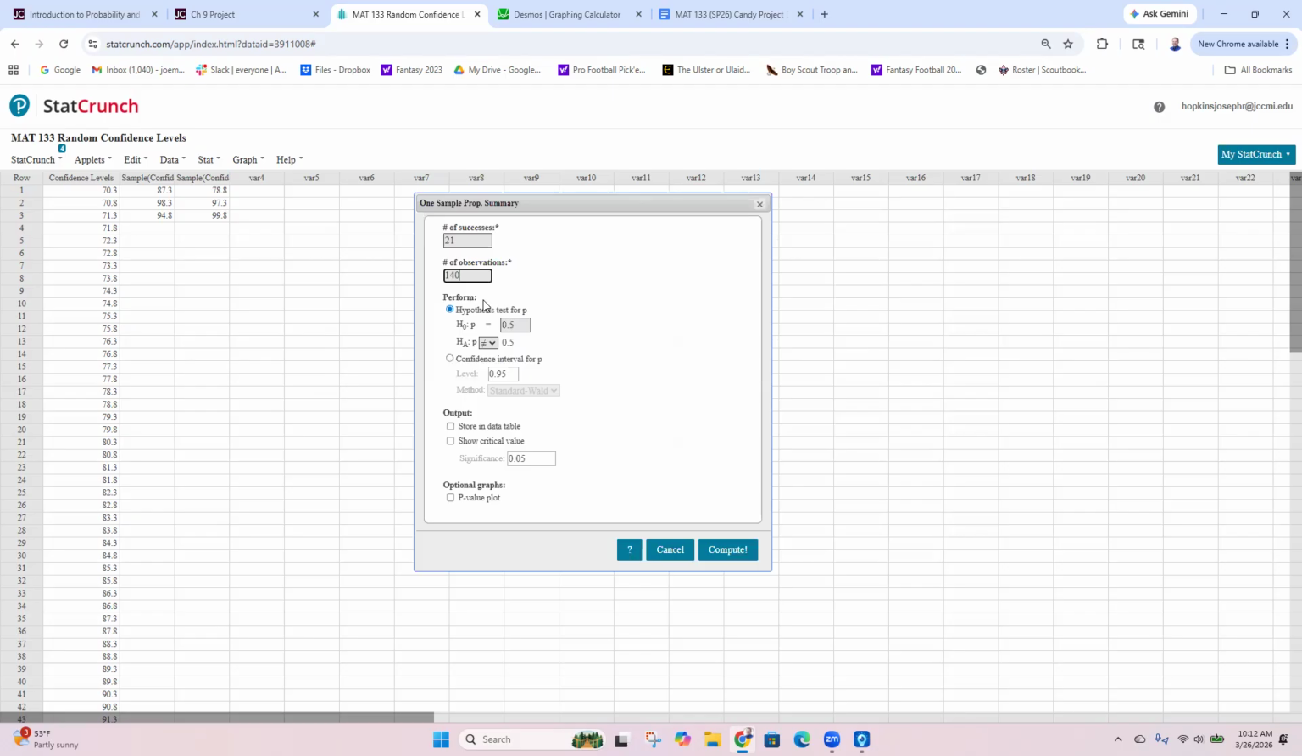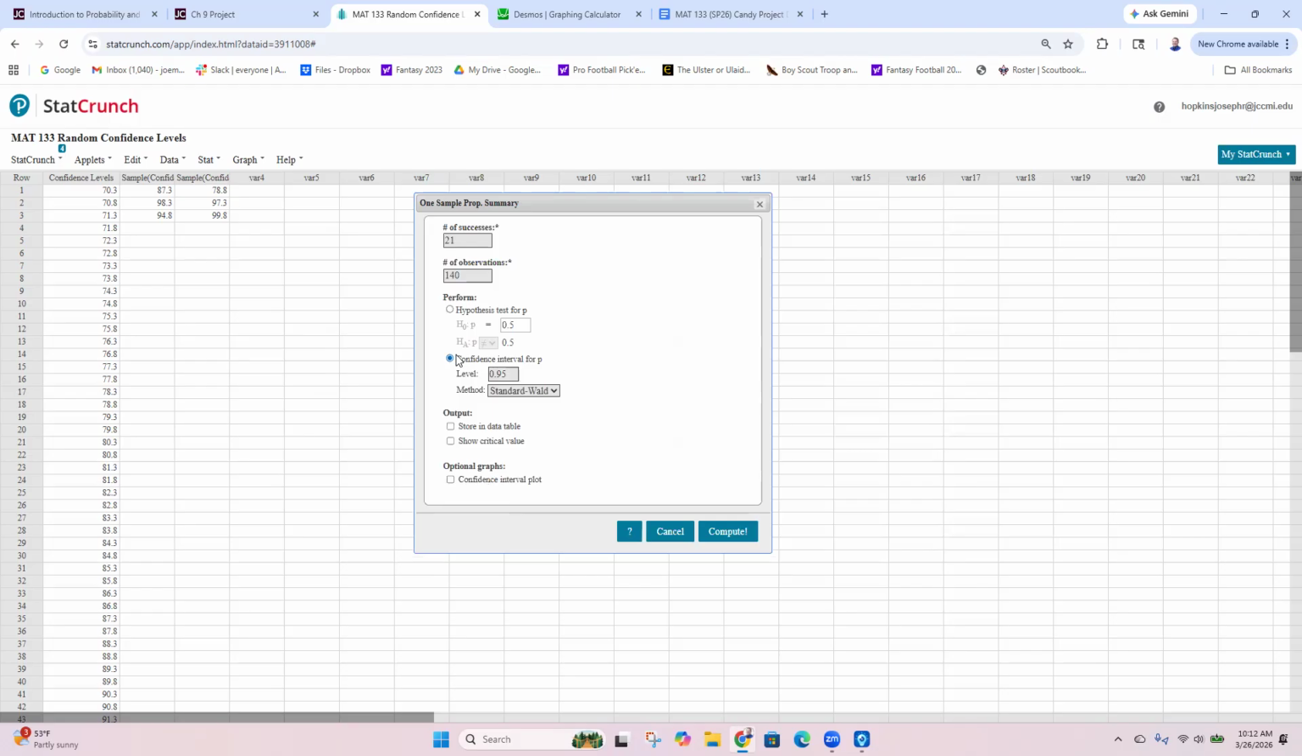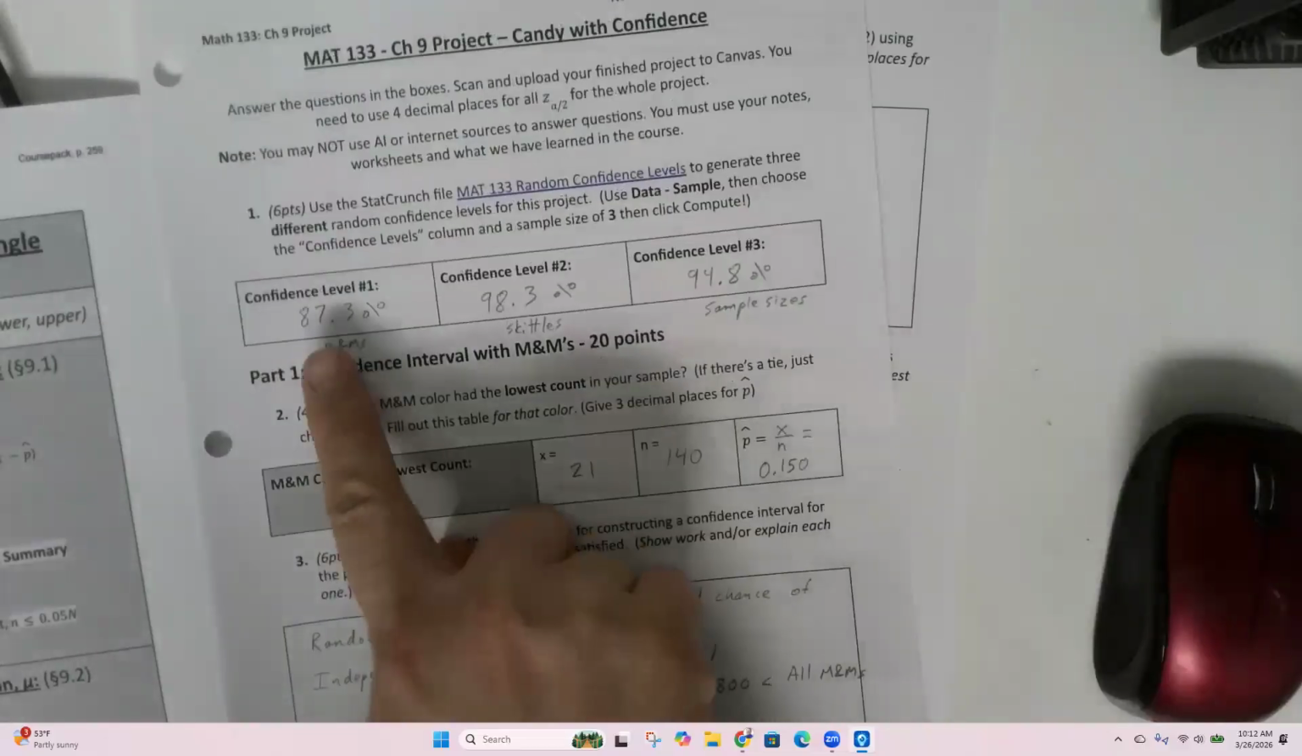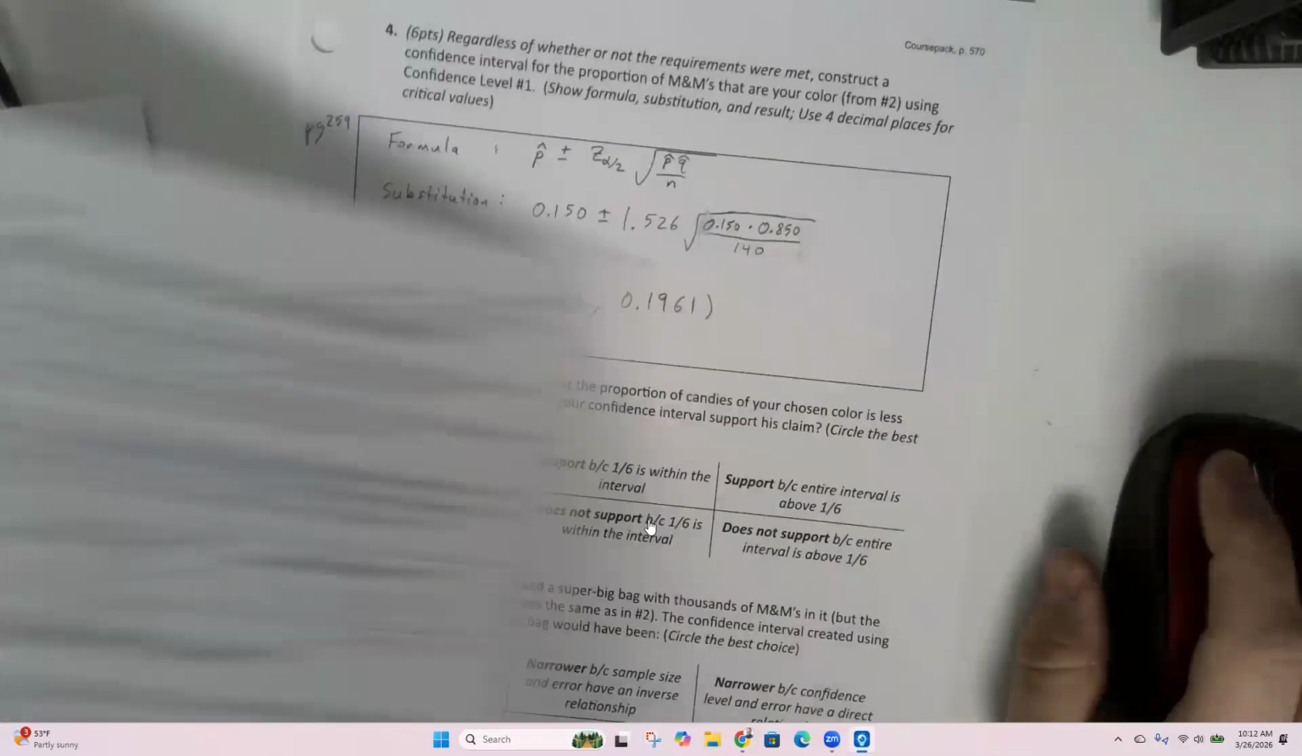Mine was 140. We're going to be doing hypothesis testing in chapter 10, but I want to switch this dot over to the confidence interval one, because that's what we'll be doing in chapter 9. That's what we're doing on this project. Our level is the confidence level that we got randomly. Mine was 87.3%, so that's what I'm going to put in here.